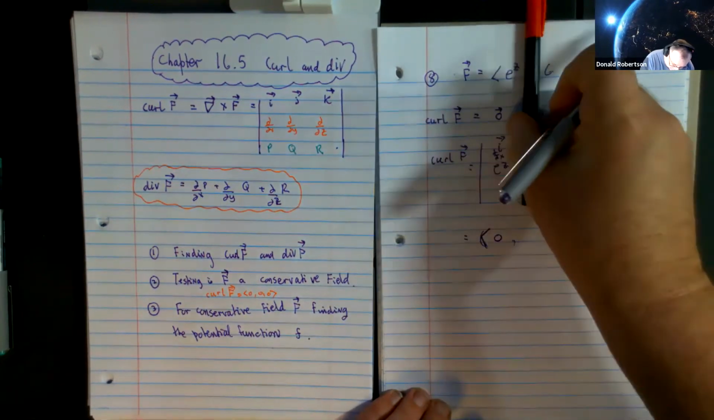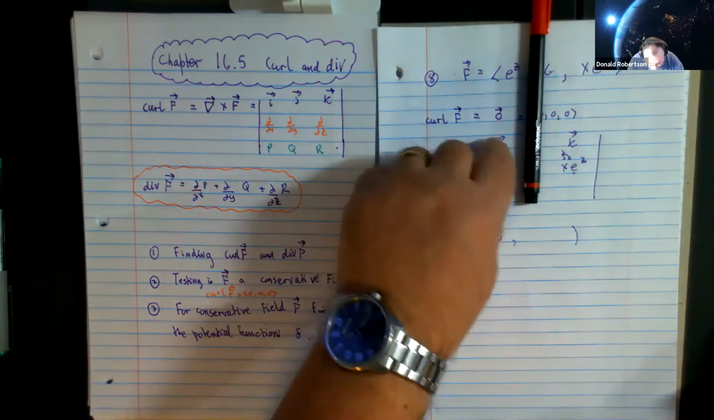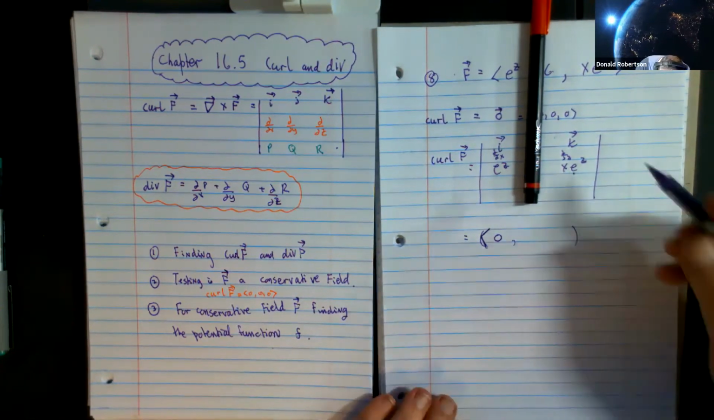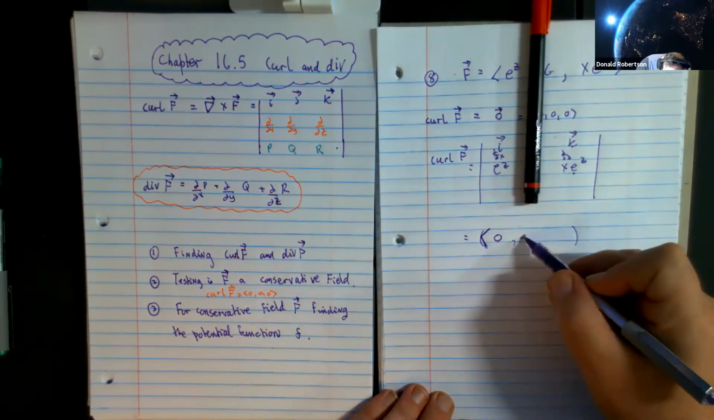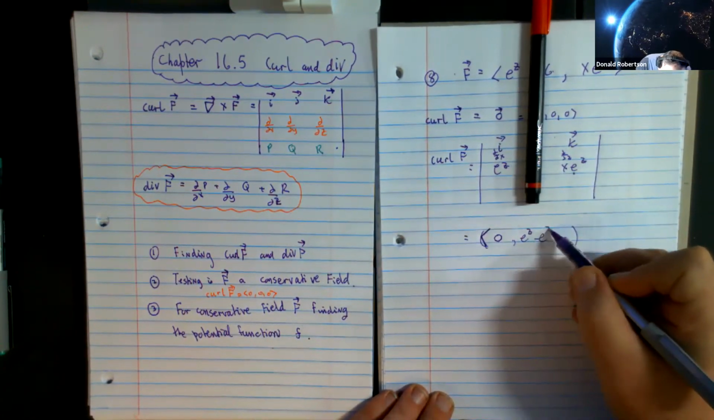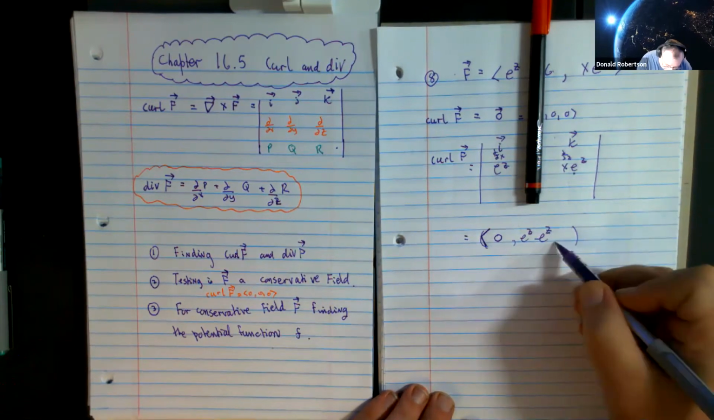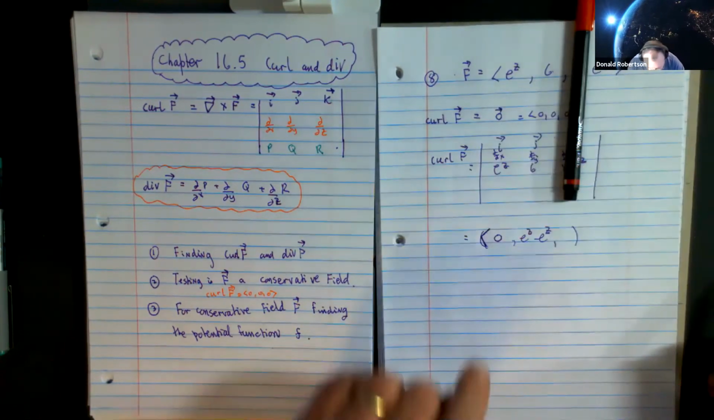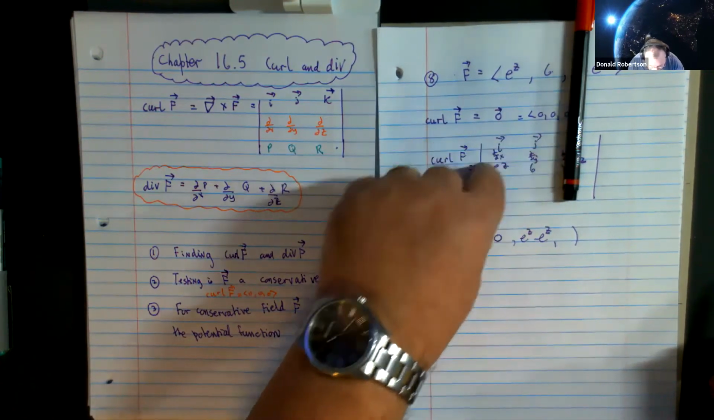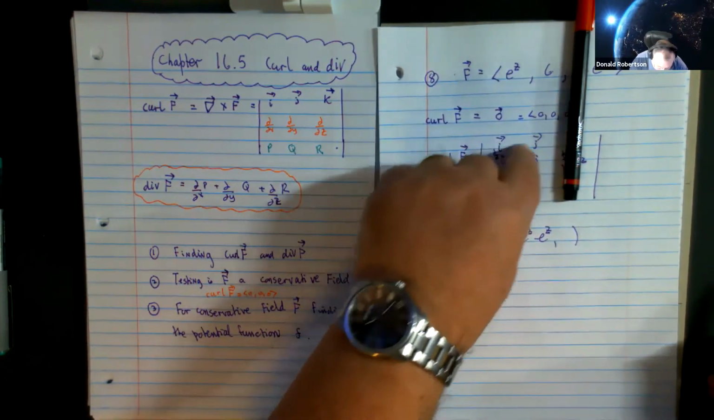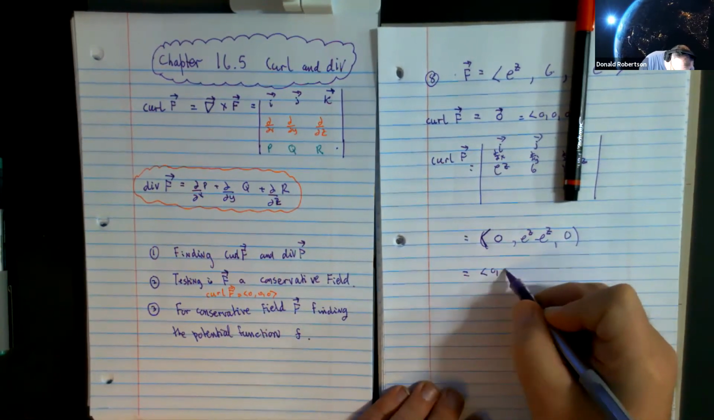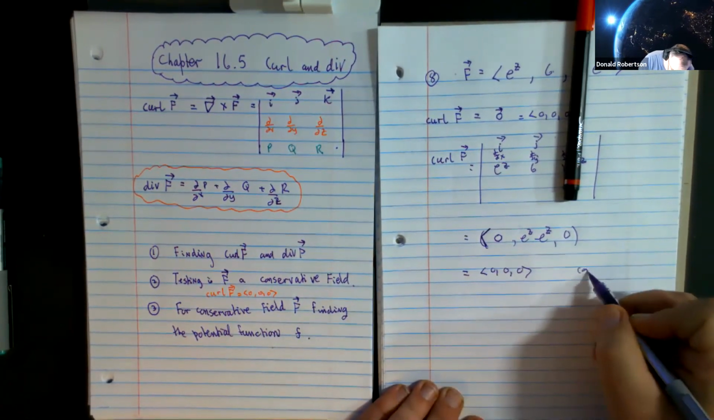If I do the middle one, the derivative of this guy with respect to x is e to the z, take away the derivative of this guy with respect to z, which is also e to the z. And if I do this one, the derivative of 6 with respect to x is 0, and the derivative of e to the z with respect to y is 0. And there we go. It's conservative.